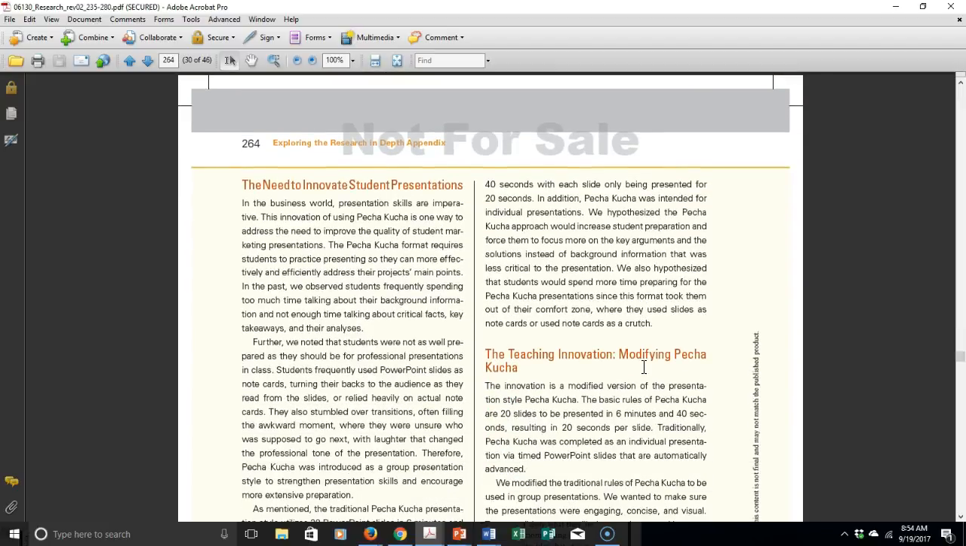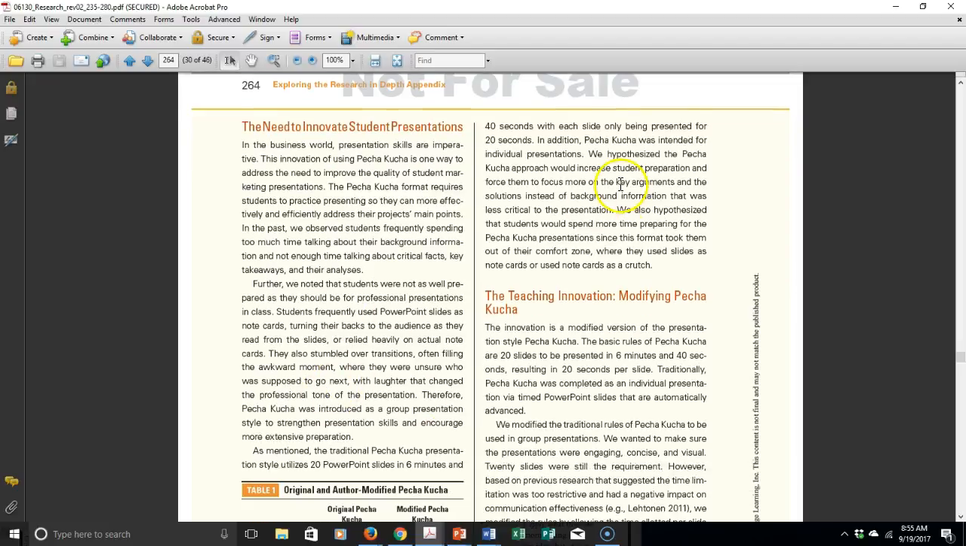The next section really talks about the need to innovate student presentations. So it talks a little bit about the gap between the skills that students are graduating with and the skills that they need as viewed by their employer. So here, for instance, you can see students were not as well prepared as they should be for professional presentations in class, and that obviously is going to translate into the world of work too. So the rationale and the need to come up with some strategies that better assist students at doing presentations is outlined in this section here.